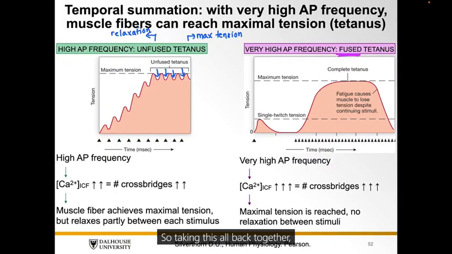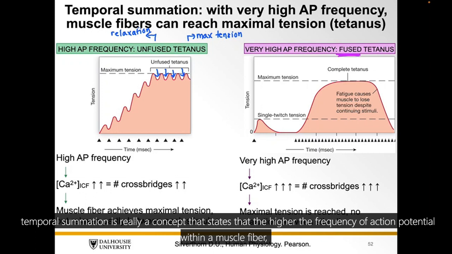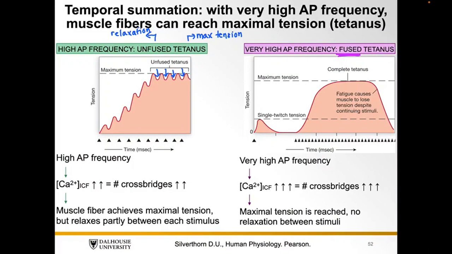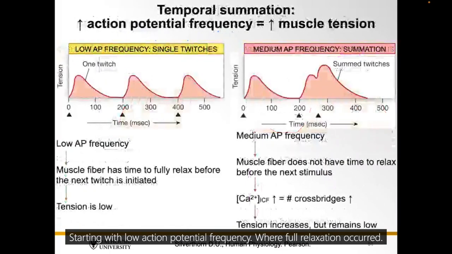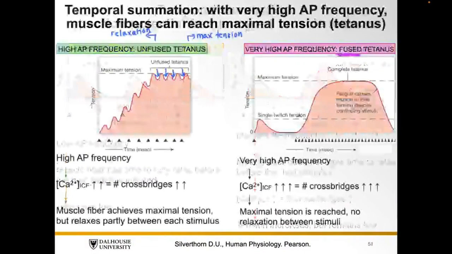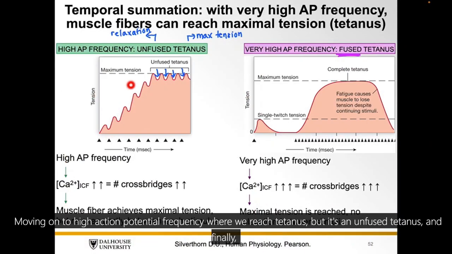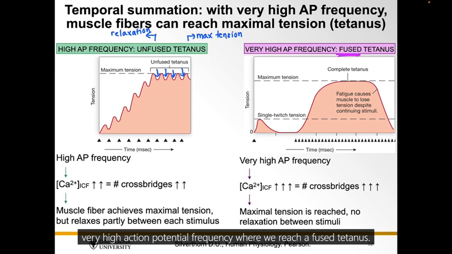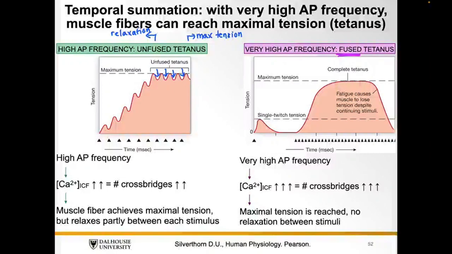So taking this all back together, temporal summation is really a concept that states that the higher the frequency of action potential within a muscle fiber, the higher muscle tension is achieved. And we've looked at 4 examples of that, starting with low action potential frequency, where full relaxation occurred, moving on to a high action potential frequency where we reach tetanus, but it's an unfused tetanus, and finally, very high action potential frequency where we reach a fused tetanus.